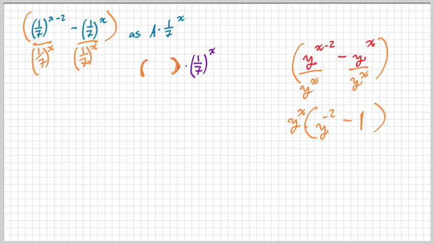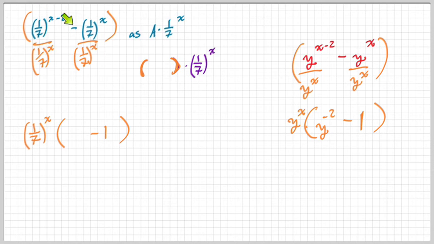Okay, so we take out the 1 over 7, and I'm going to put him on the outside. 1 over 7 raised to the x. So what's going to be on the inside? Well, this one's easy, right? What's that divided by that? It's just 1, right? Because they're the same. This one right here, we have the same bases. 1 over 7, 1 over 7.